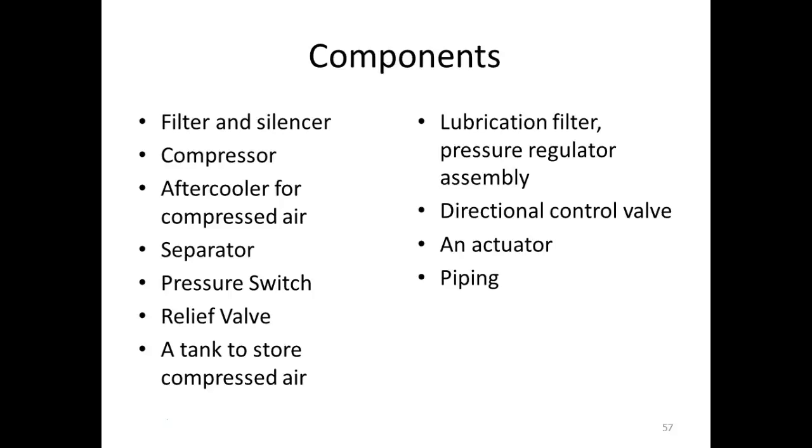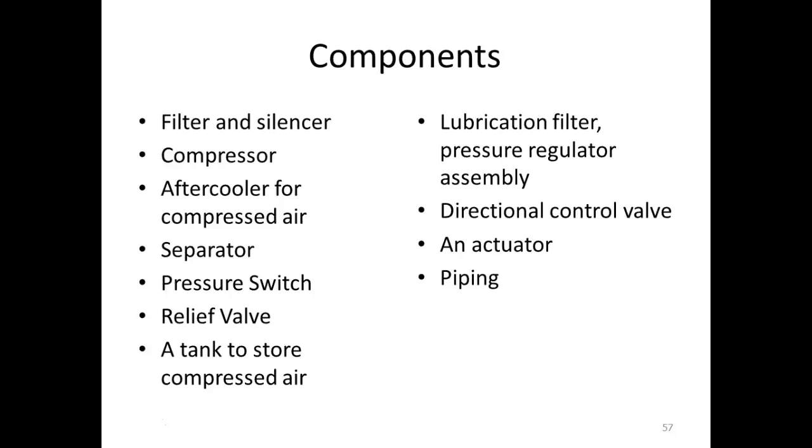We have two types of coolers. We have what we call an intercooler and then an aftercooler. An aftercooler would be on the output side of the compressor. An intercooler would be inside, between the stages of a compressor. We'll look at that later on. Separator, pressure switches, relief valve, tanks, also called reservoirs and receivers, lubrication maybe, filters, pressure regulators, directional control valves, actuators, and of course the piping.